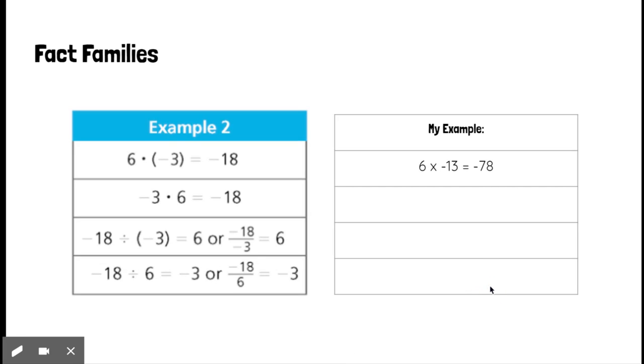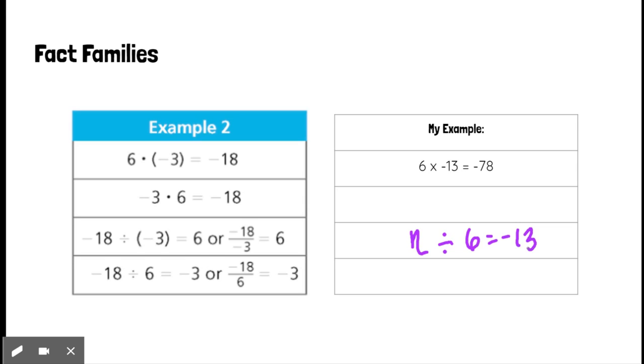So we have another example here. We have 6 times -3 equals -18, and -3 times 6 equals -18. And on the right side, I gave you another problem, 6 times -13 equals -78. I would encourage you to go back and actually fill this out. So you might be thinking, well, why is this important? Well, it's important because you might be given a problem like n divided by 6 equals -13.